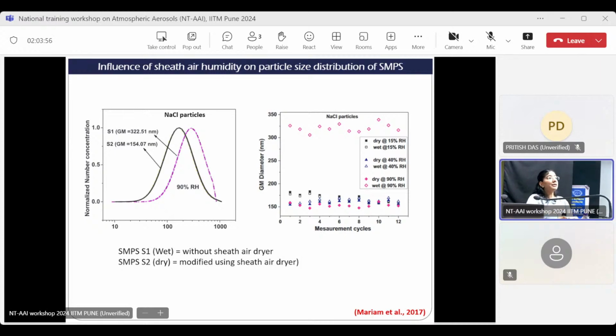So it means that you cannot use your SMPS at any humidity. Depending on your requirement, if you are interested in the dry size or in the particle size at, for example, 60% humidity, you need to maintain your sheath air humidity at that level.